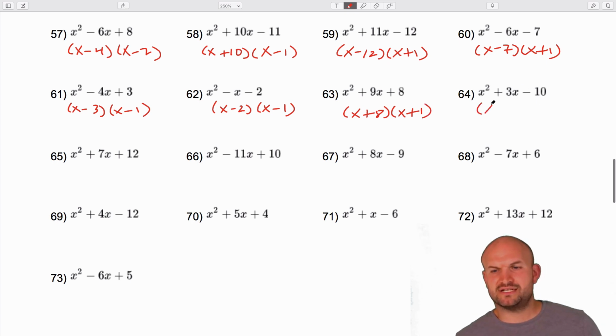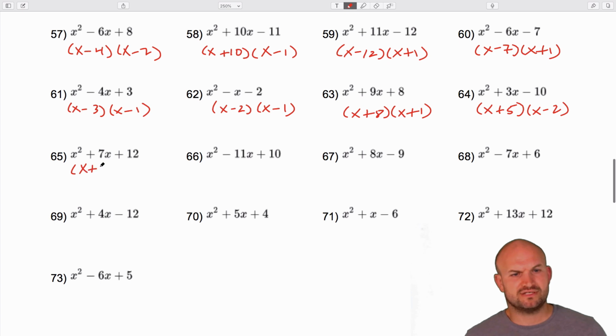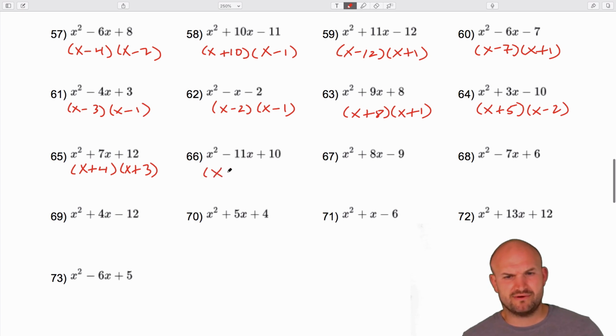Difference and positive, so x plus 5, x minus 2. This is going to be a sum and positive, so x plus 4, x plus 3. This is going to be a sum and negative, so x minus 10.